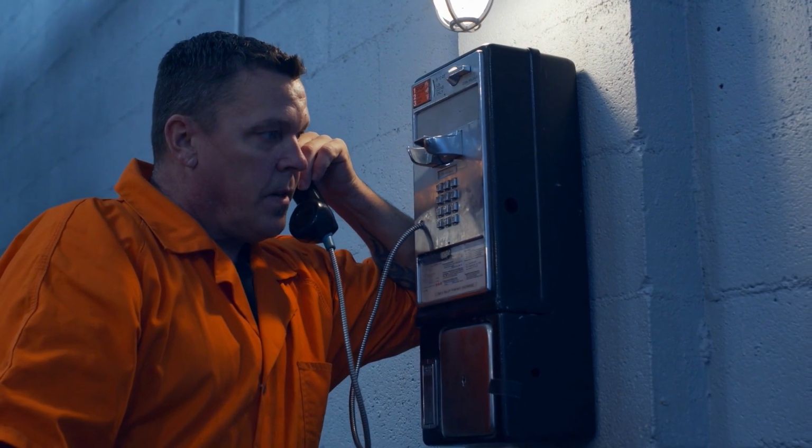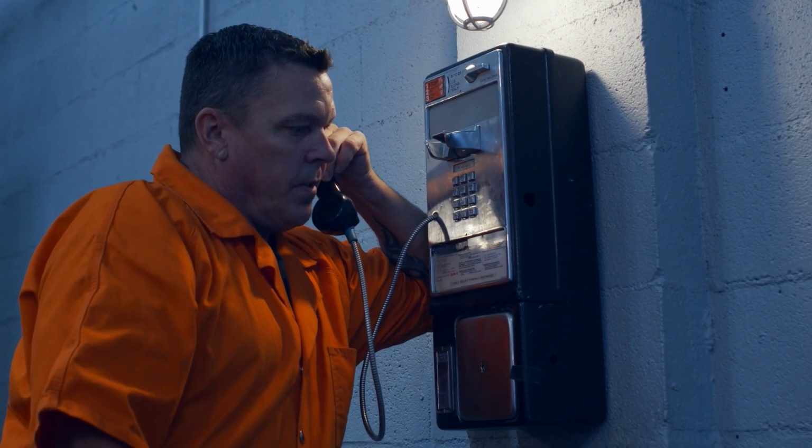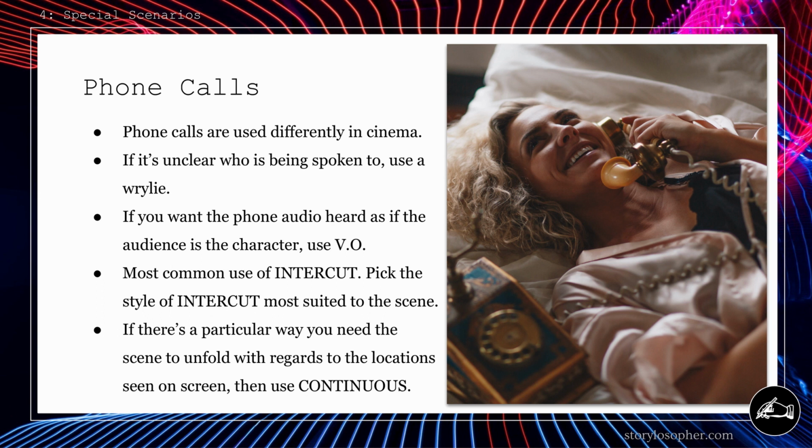And you can also have it to where you can only hear one side of the conversation. You can hear what Jill is saying and not what Bob says. That is a third way that you can do a phone call. So it really just depends on how you want to reveal and conceal information.